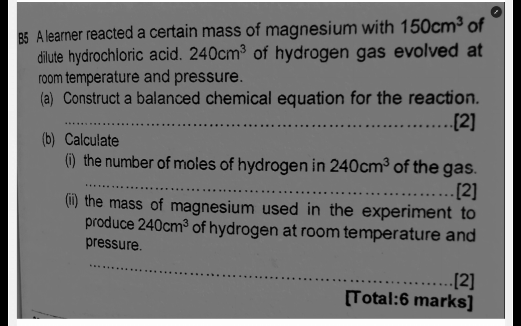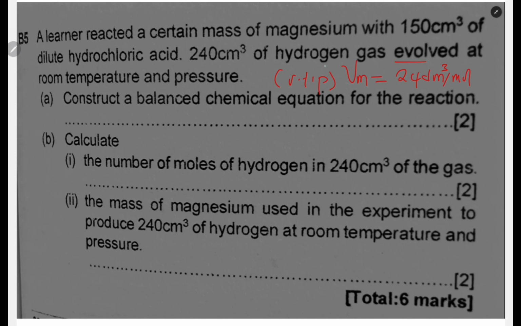With 150 cubic centimeters of dilute hydrochloric acid, 240 cubic centimeters of hydrogen gas was evolved, which means it was produced at room temperature and pressure. So you need to take note of the condition, RTP. What should come to your mind is the molar gas volume at RTP, which is 24 decimeter cubed per mole. So if it's in decimeter, it's 24.